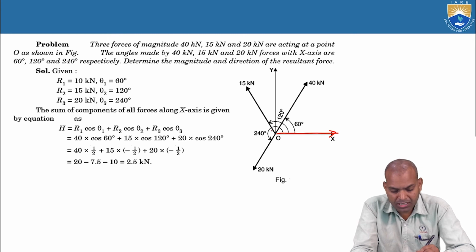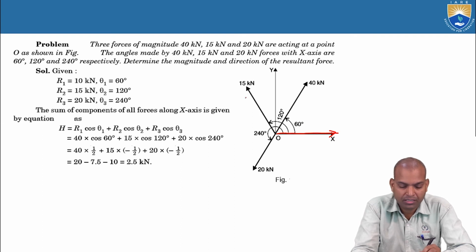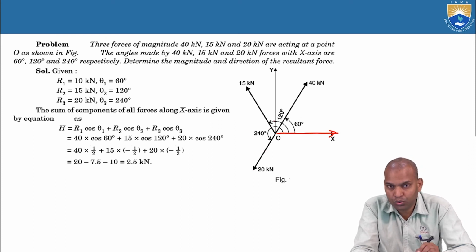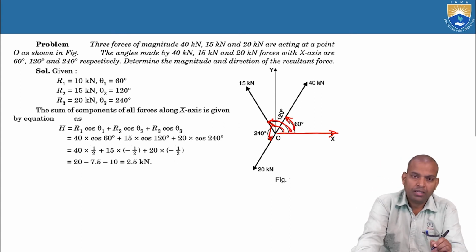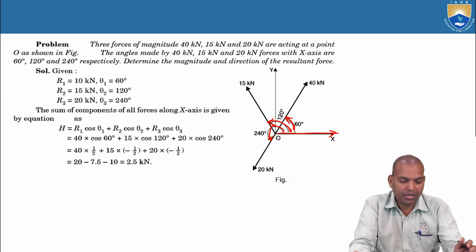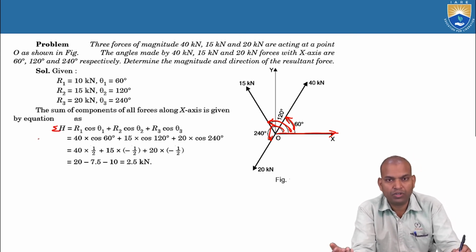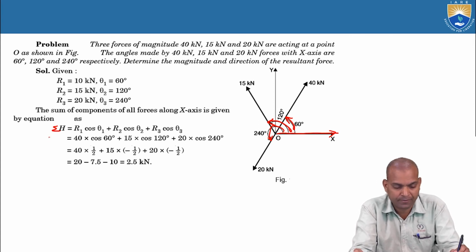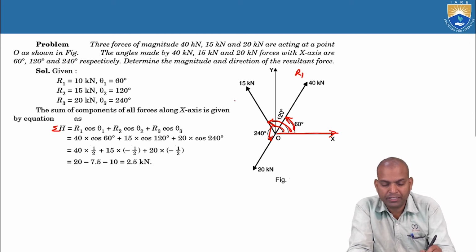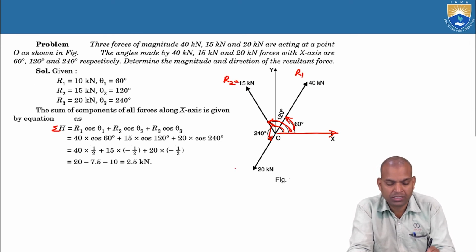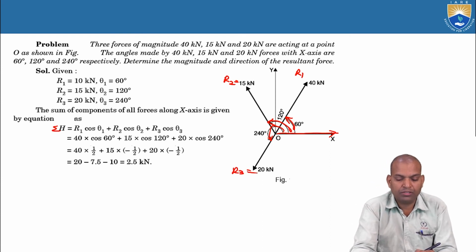Now, see here, the 40 kilonewton force is making an angle of 60 degrees with OX, the 15 kilonewton force is making 120 degrees with OX, and the 20 kilonewton force is making 240 degrees with OX. These are all measured from the horizontal positive x-axis, OX. So we can substitute directly. Sigma H is the algebraic sum of horizontal components. If we consider 40 kilonewtons as R1, 15 kilonewtons as R2, and R3 is 20 kilonewtons.